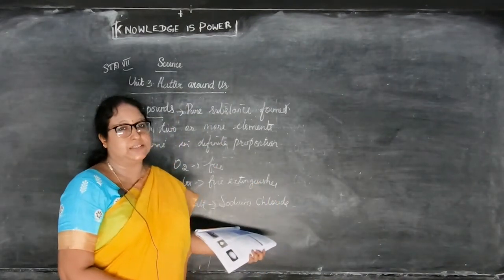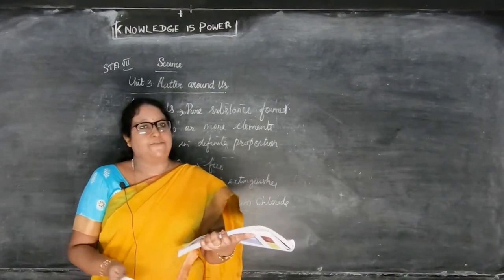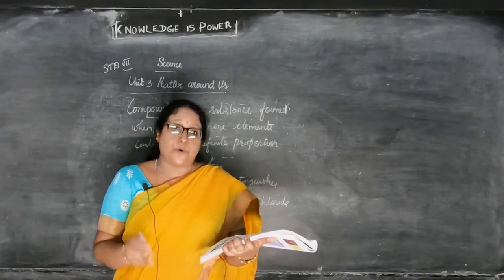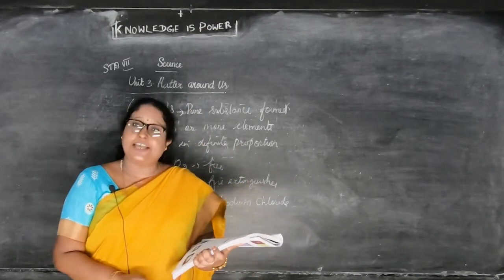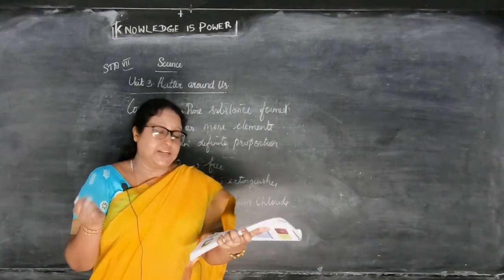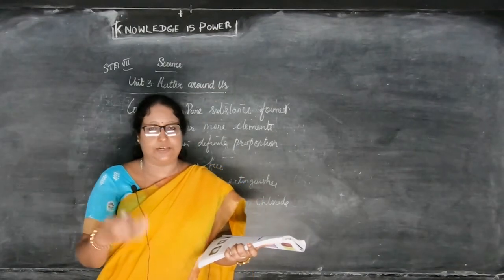So what are the two elements used here? Sodium and chlorine. And it is used in our food. Whereas sodium and chlorine on their own are poisonous and both are unsafe for consumption. When taken separately, it is poisonous as well as unsafe for consumption, that is, for eating.